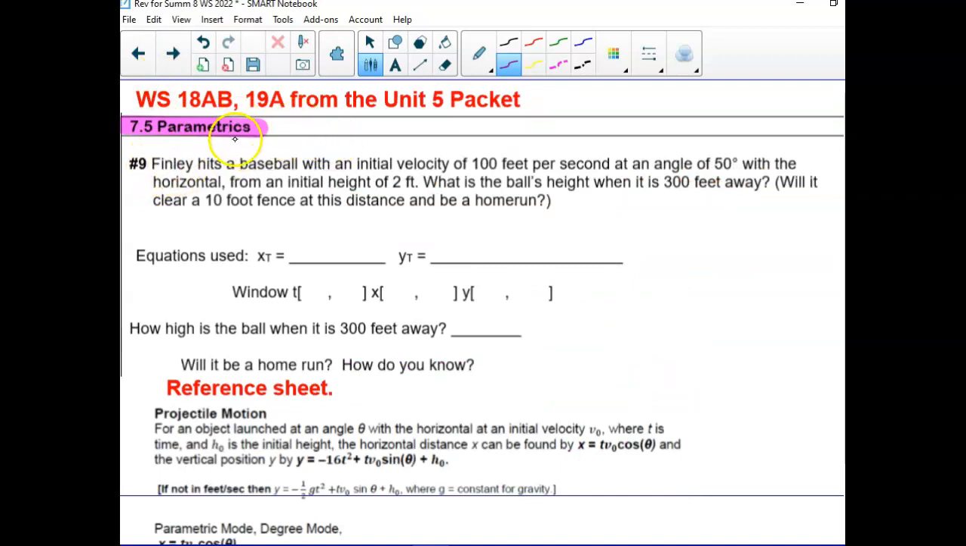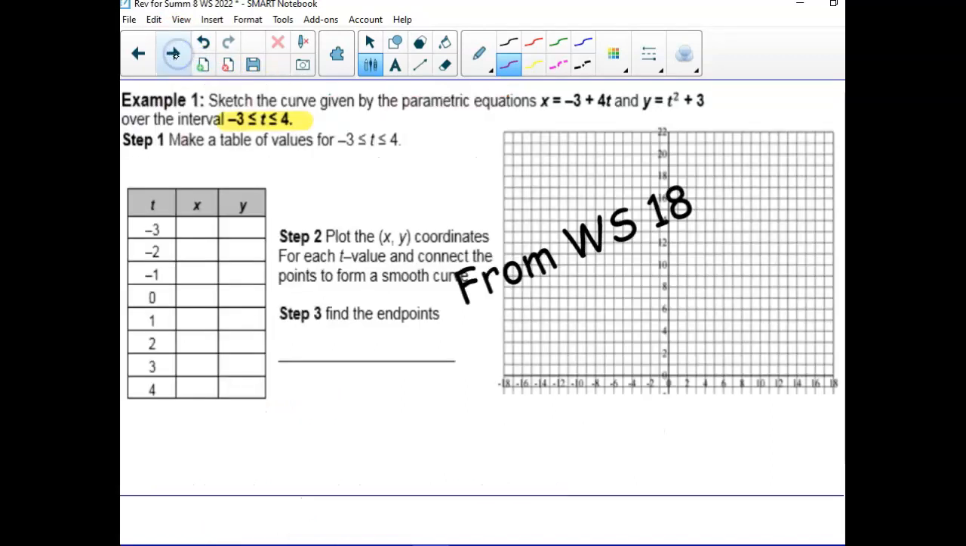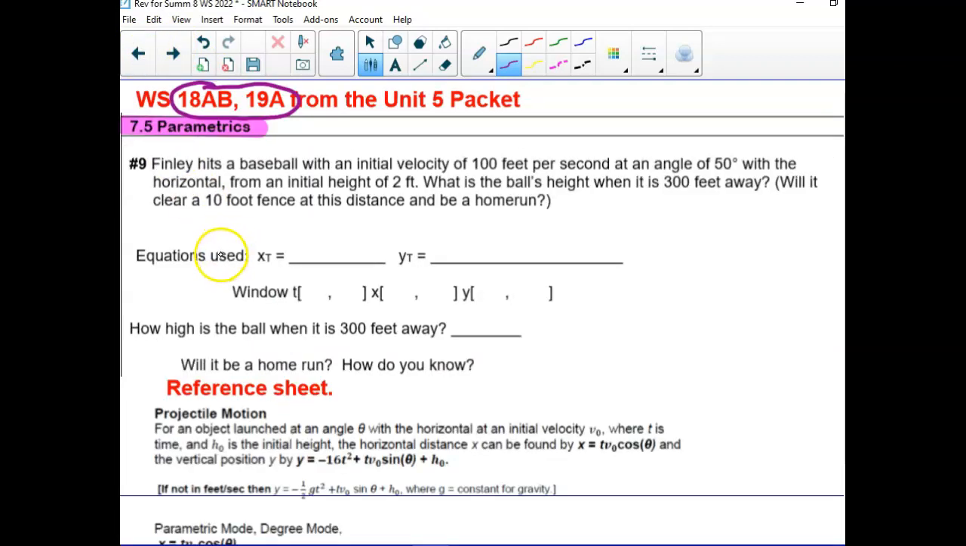Now, this parametrics, I did not put enough review on here. I apologize. It is worksheet 18 and 19 from the Unit 5 packet. It was this kind of concepts. Okay, and I'll talk more about this one in a second, but let's do the one that's on here first.